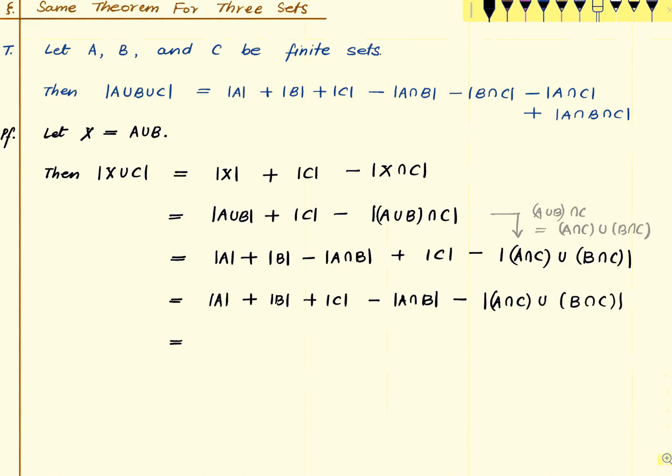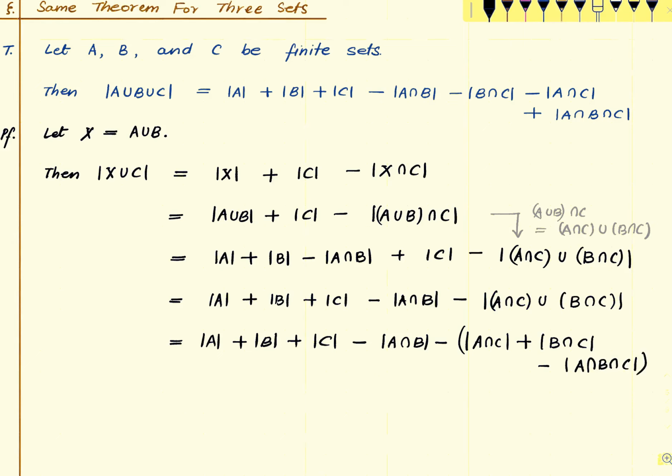So finally, this is cardinality A, cardinality B, cardinality C, minus the cardinality of A intersection C, plus the cardinality of B intersection C, minus the cardinality of the intersection of these two, but that is A intersection B intersection C. So ultimately it is what you were trying to prove.